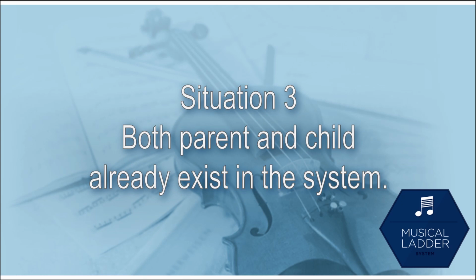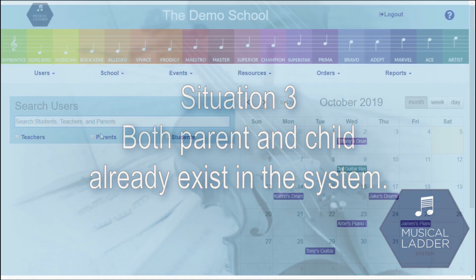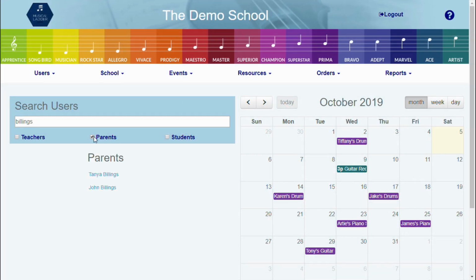Now, the last situation that you may run into at any point when creating a parent and a student combination is you may already have a parent created and you may already have a student created. So I've created another parent to add into our Billings family. If we look up Billings and we check both parents and students, we're going to see that we have both Brian and Darian, as well as Tanya, and now a new parent that I've created, John. Now at this point, Tanya has both children, Brian and Darian, assigned to her, but John does not.